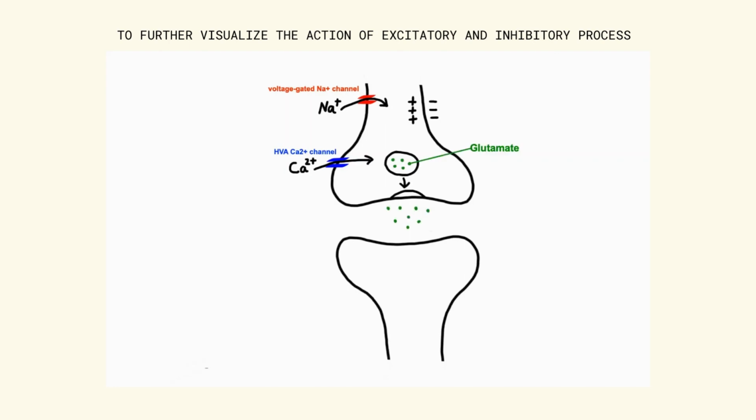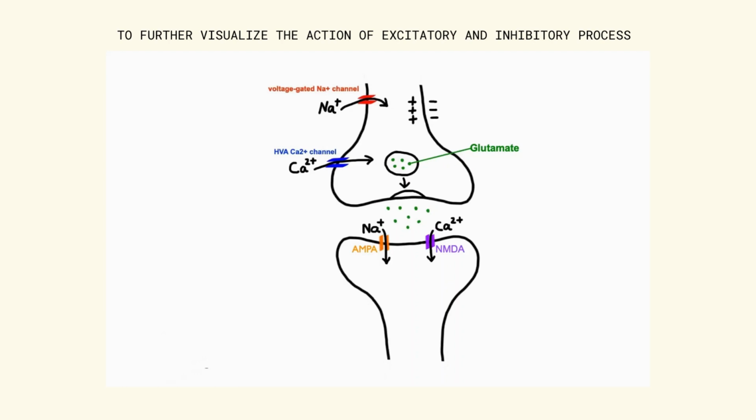Next, glutamate binds to two types of receptors on the postsynaptic neuron. First, the AMPA receptors, that upon binding of glutamate open and permit entry of sodium ions, and second, the NMDA receptors, that open and permit entry of calcium ions.